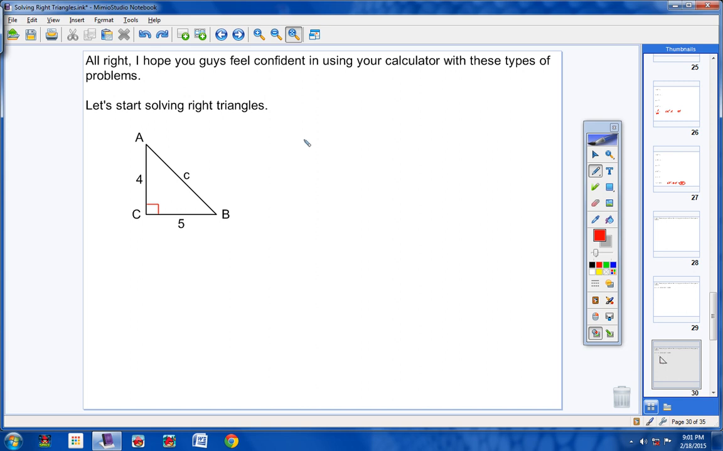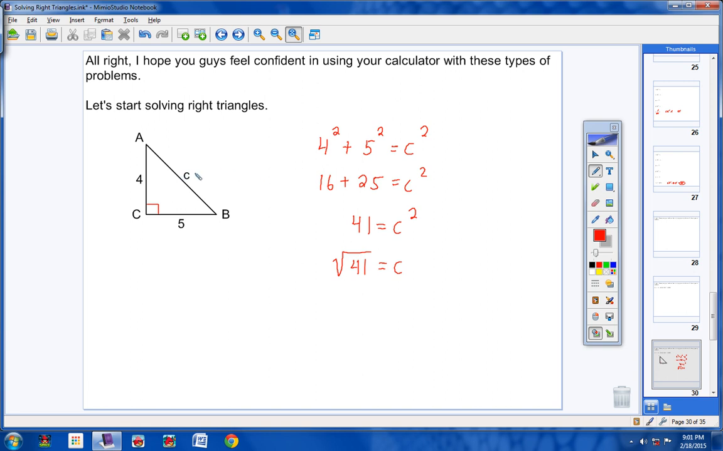So here we go. I'm going to use Pythagorean Theorem. Take some good notes on this. 4 squared, leg squared plus leg squared equals hypotenuse squared. That would be 16 plus 25 equals c squared. Add them together, we get 41 equals c squared. Now take the square root of both sides.